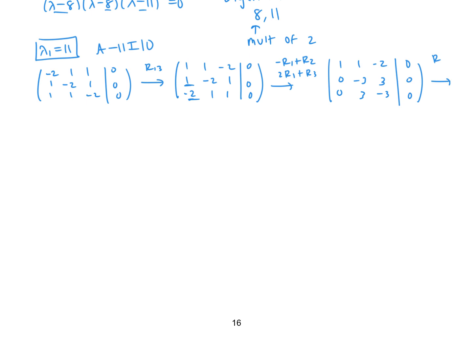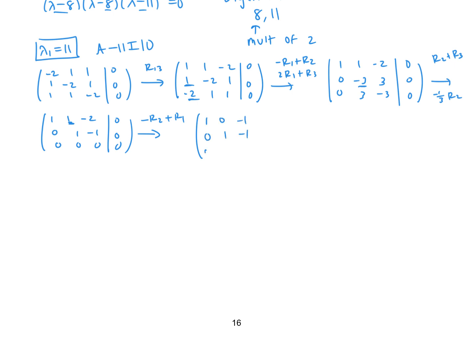I'm going to do two steps in 1. We know that if we add the second row and the third row, that third row will become 0. And we also know that we want a 1 here, so I'm going to take negative 1 third and multiply it to the second row. So I end up with 1, 1, negative 2, 0, 1, negative 1, 0, 0, 0. Lastly, I want to get rid of this 1 here, so I'm going to take the opposite of the second row and add it to the first row. So that will give me 1, 0, negative 1, 0, 1, negative 1, 0, 0, 0, augmented with 0, 0, 0.